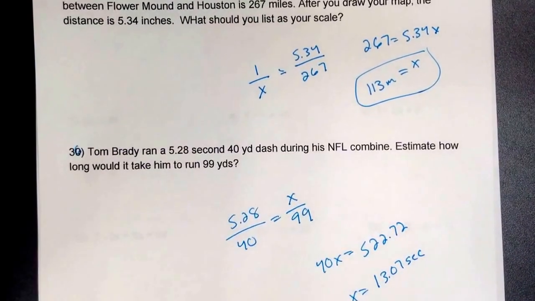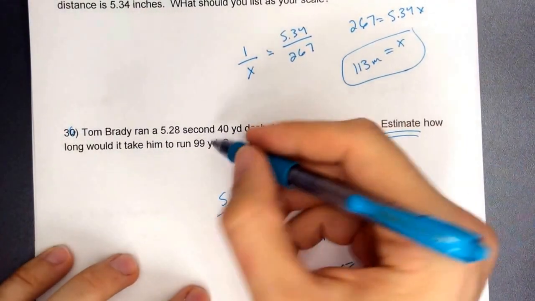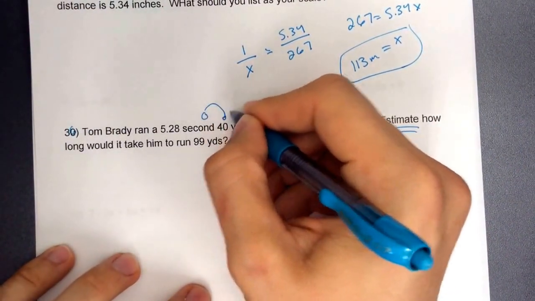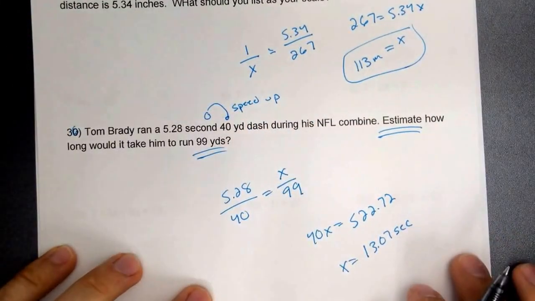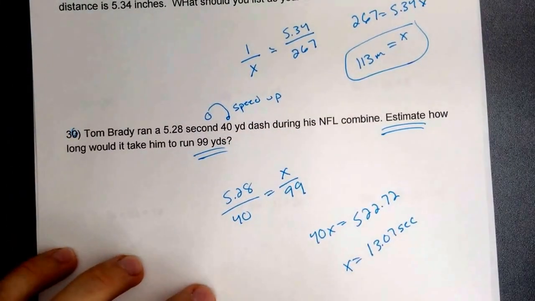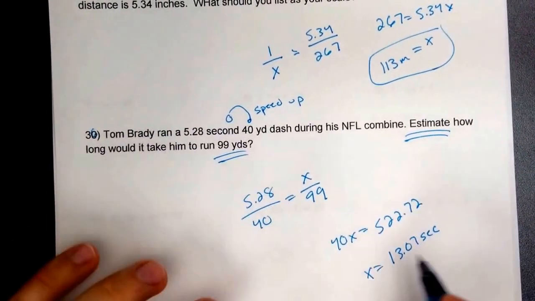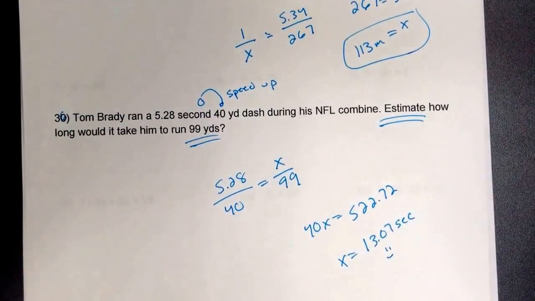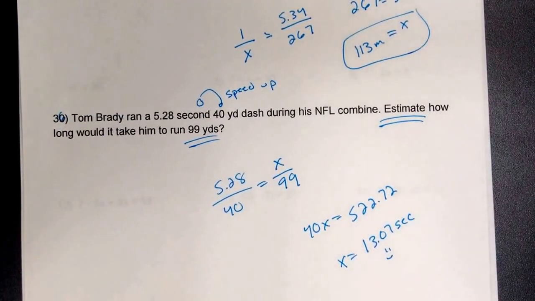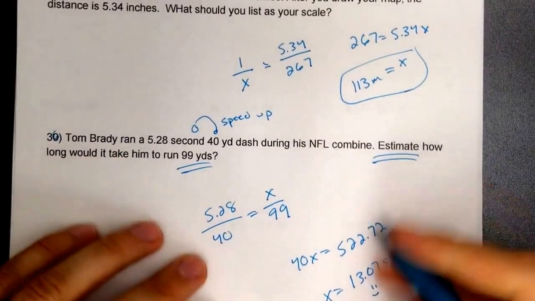Now, critical. This is an estimate. Why is it an estimate? Because when you're going from 0 to 40 yards, you are speeding up. The rest of your run to get to that 99 yards, you are already hopefully at full speed. So it's not going to take you quite as long. So although this ratio can give you an estimate, note that in real life, you would be under this time, assuming you held your speed, because you'd already be going at full speed by 40 yards.